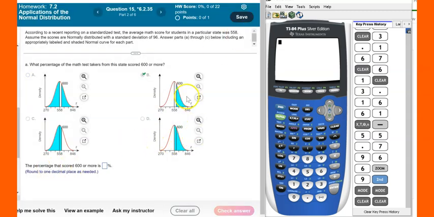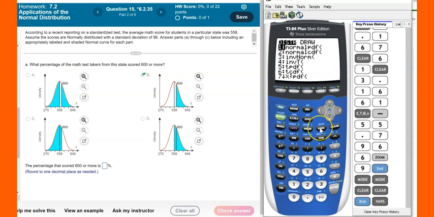You've got to find this area and change it to a percentage. Pretty much you've got to find what percentage is covered by this area. That's what I'm going to find. Notice that you're looking for the area on the right of 600. Well, 600 must be the lower bound. Upper bound must be 10 to the power 99. Let's use normal CDF in the calculator. That's what you use to find the area.